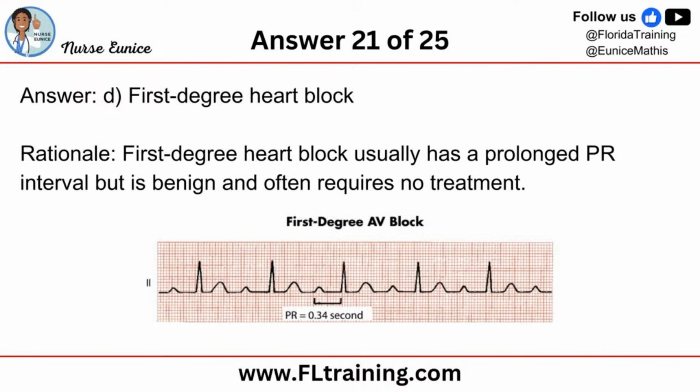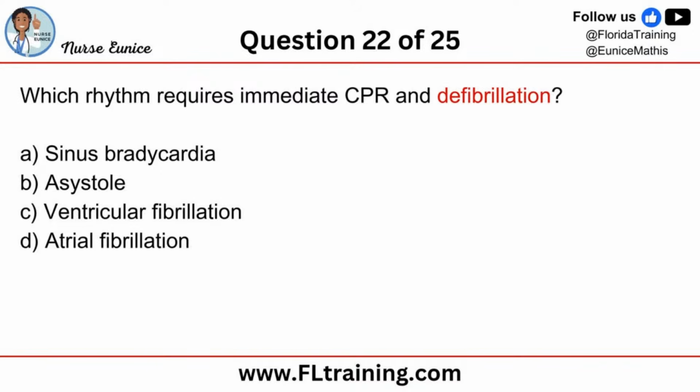So hopefully you've learned the four blocks today. We have first degree, second degree type 1, second degree type 2, and third degree heart block. And if you need to go back and look at those again, don't forget we have the free study guide, and on top of that, you can go back and replay this video. Question 22, which rhythm requires immediate CPR and defibrillation? Is it A, sinus bradycardia, B, asystole, C, ventricular fibrillation, or D, atrial fibrillation?